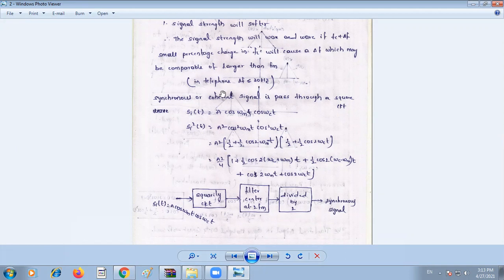One limitation is phase distortion, another limitation is frequency deviation. If phase distortion occurs, the signal strength is very poor, and if frequency deviation occurs, misinterpretation of the signal takes place. These are the two limitations.